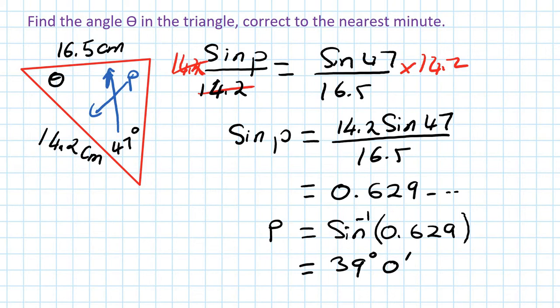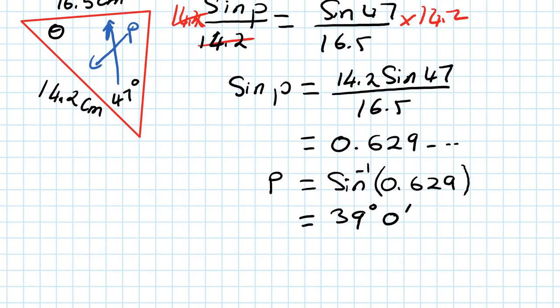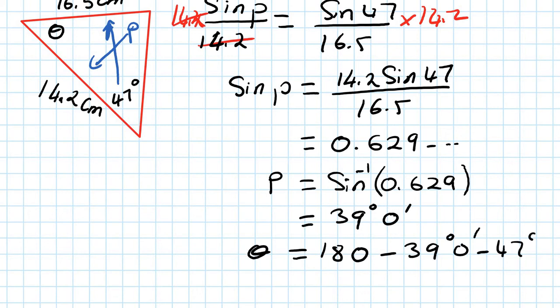Now, because we're looking for angle theta, I just move this up. Angle theta is equal to 180, because the angles in a triangle add up to 180, so I need to subtract from 180. So 180 minus 39 degrees 0 minutes, and minus 47 degrees. Put that in my calculator, I get 94 degrees and 0 minutes.